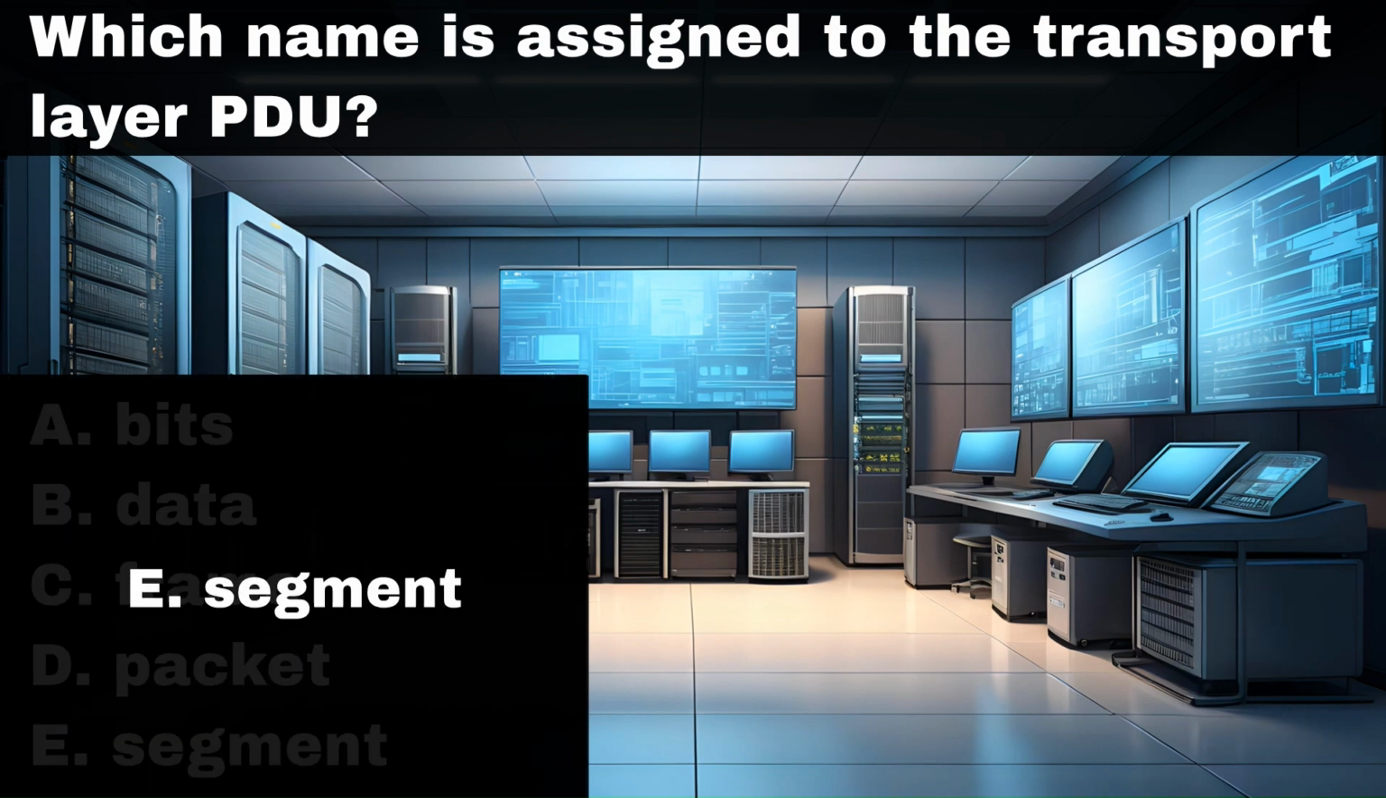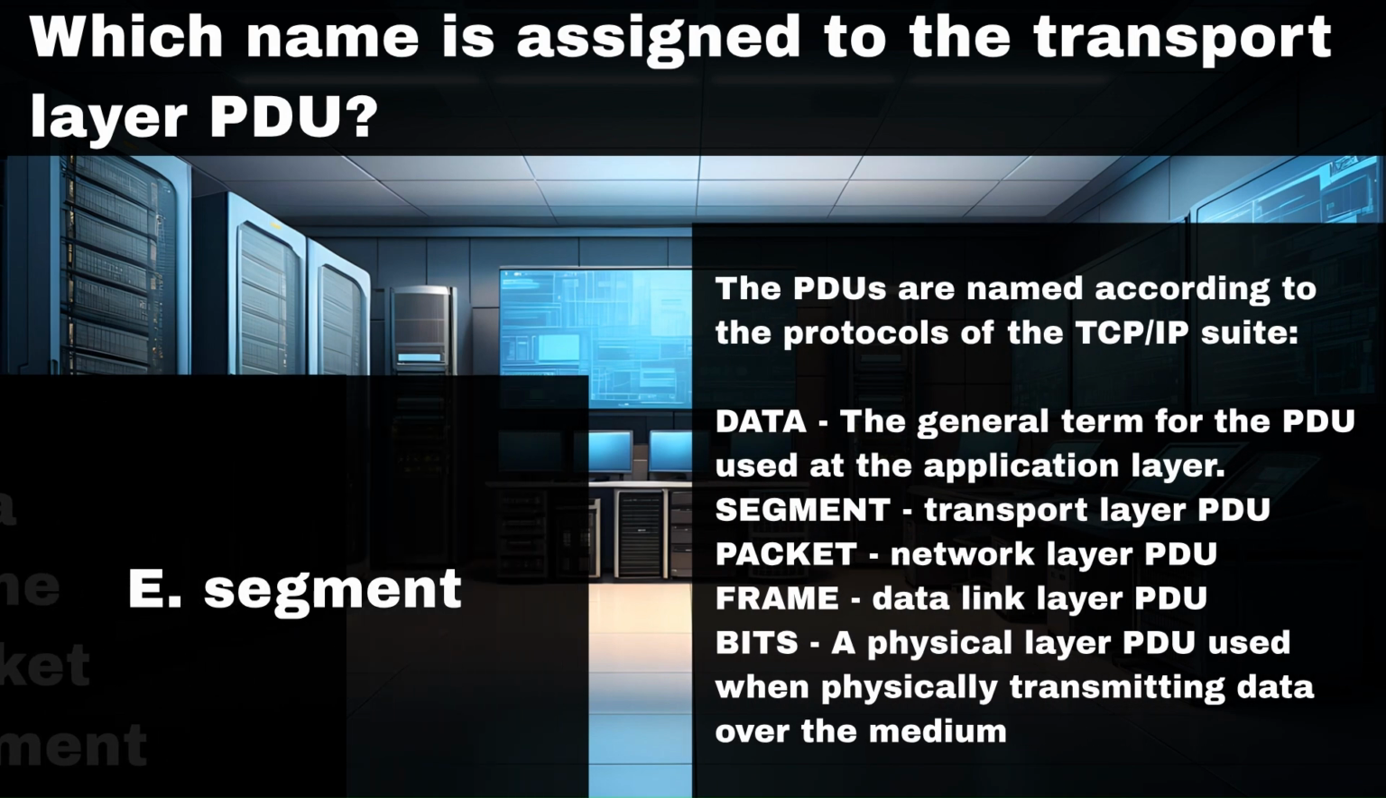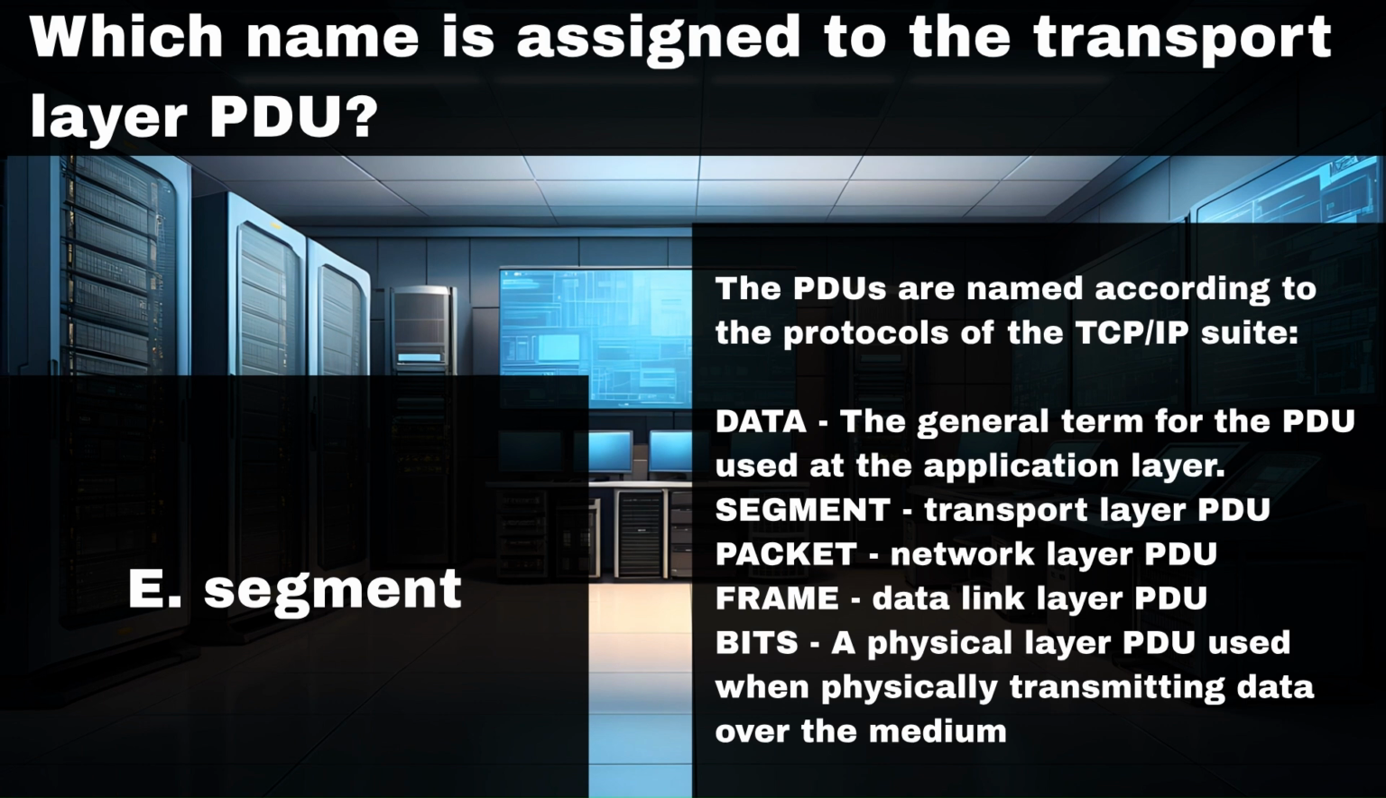The answer is E. Segment. The PDUs are named according to the protocols of the TCP/IP suite. Data, the general term for the PDU used at the application layer. Segment, transport layer PDU. Packet, network layer PDU. Frame, data link layer PDU. Bits, a physical layer PDU used when physically transmitting data over the medium.